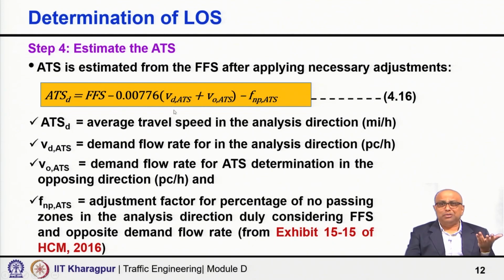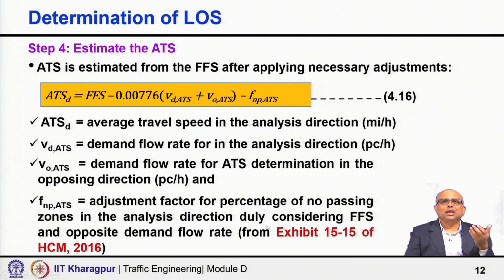Wherever ATS is calculated, everywhere ATS is mentioned, not only VD or VO, but VD ATS and VO ATS. So, this is the volume-related correction. Then average travel speed is also impacted by the percentage of no passing zones, which is very important for a two-lane road. FNP ATS is the adjustment factor, and the values will always be in miles per hour, because it is FFS minus this; all these reductions are in miles per hour.